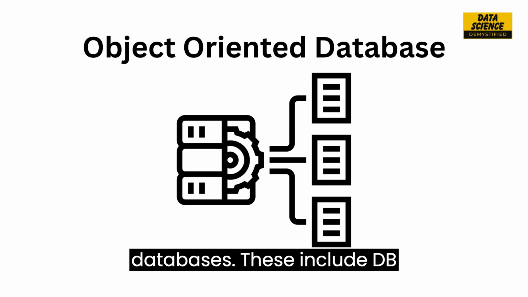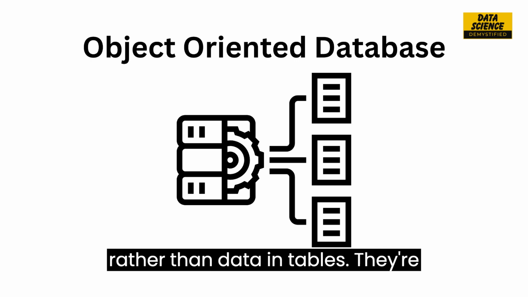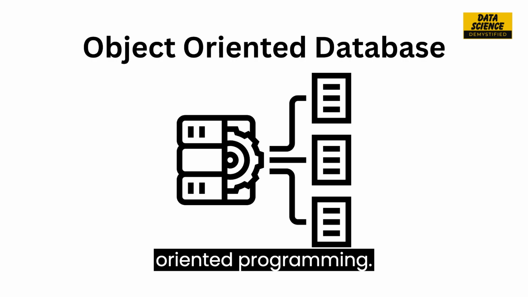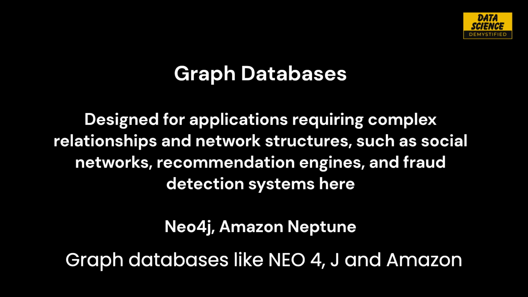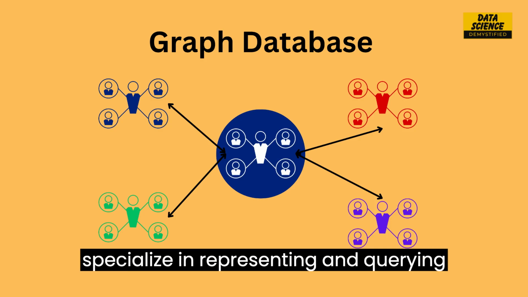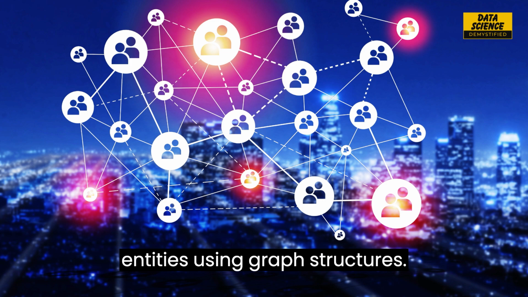These include DB4O and ObjectDB, which store objects rather than data in tables. They're perfect for environments that use object-oriented programming. Graph databases like Neo4j and Amazon Neptune are next on our list. They specialize in representing and querying complex relationships between data entities using graph structures.